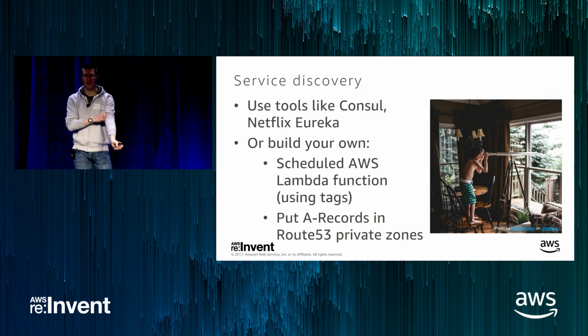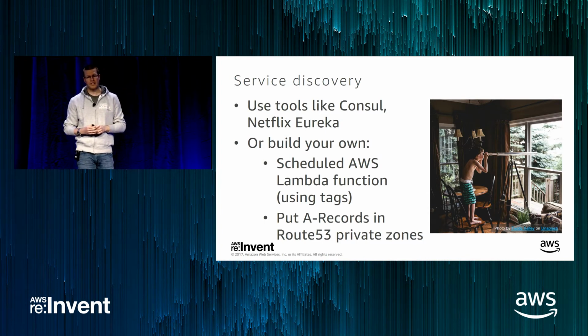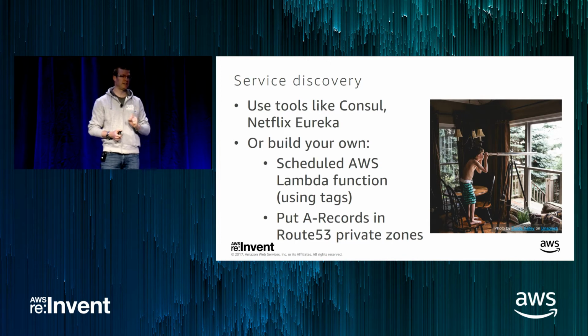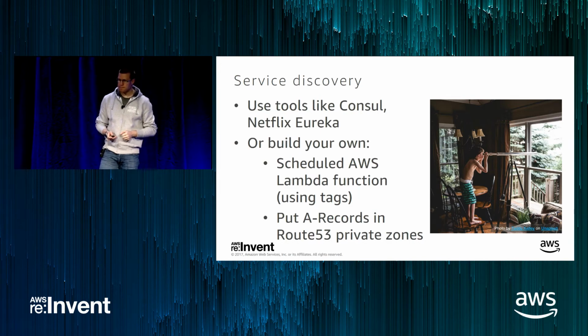One thing to mention here, if you build it on your own and you want to use Route 53, there is a limit of 100 IP addresses per A record. So if you're having more instances for one role or one service, you need to be aware that you need to scale that out.